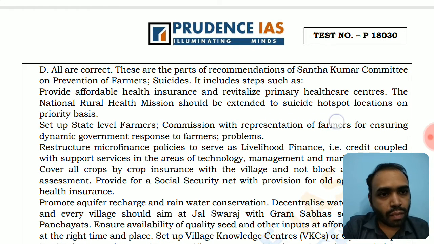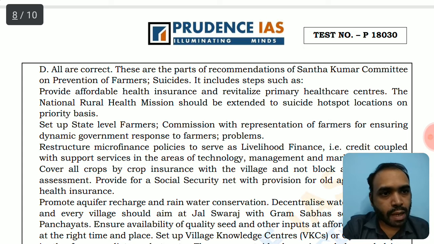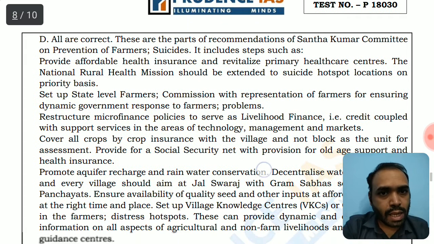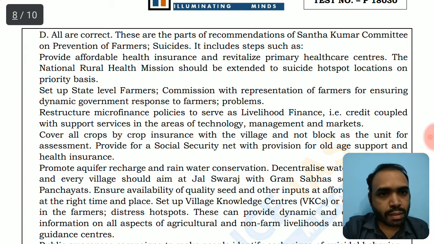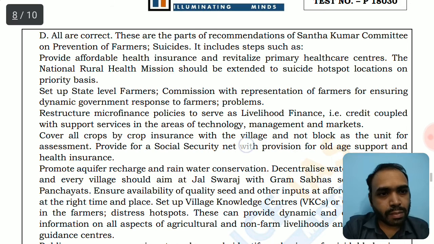So identification of suicide hotspots like Vidarbha, the cotton growing area of India, has to be done and located on priority basis. Set up the state level farmers commission with representation of farmers for ensuring dynamic government responses to farmers' problems. Then restructure microfinance policies to serve livelihood finance, that is the credit coupled with the support of services in the areas of technology, management and market.